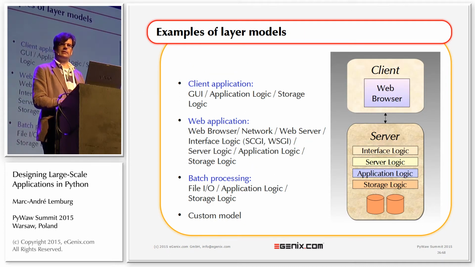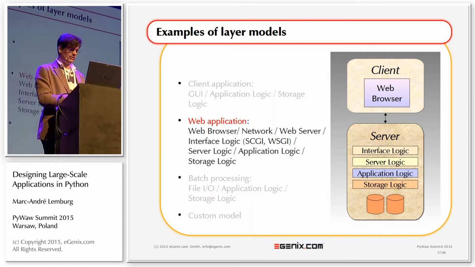And typical examples of these layer models, well, one is the client application, just a standalone application. So you have a GUI, you have your application logic and the storage. Web applications you all know. Batch processing is similar. You have a queue, you get your data, you process it, you put it somewhere else. Or again, you have a custom model that suits your needs better. So there are various ways of doing this.